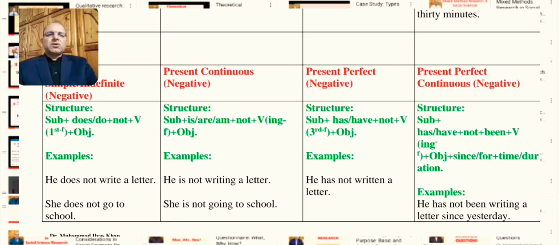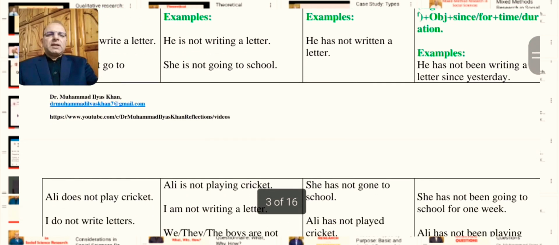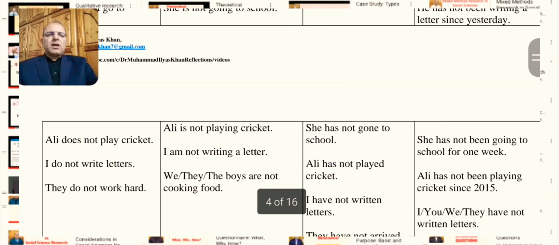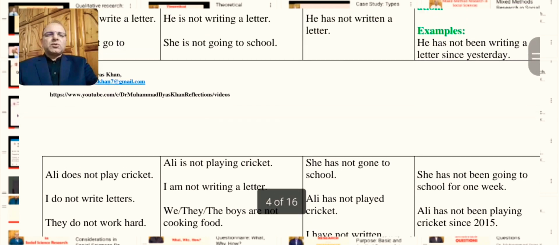So he does not write a letter, he is third person singular. Ali is third person singular, I is first person, so we have used do, and they is third person plural, so we have used do with this, they do not work hard.